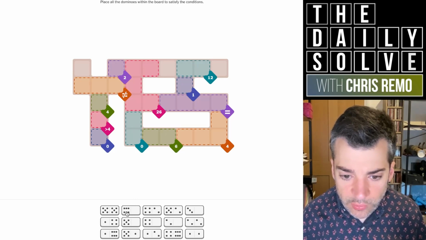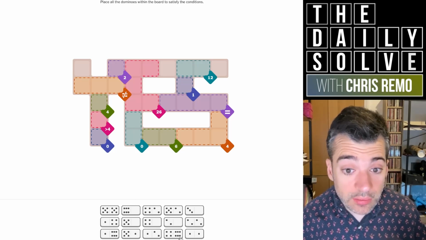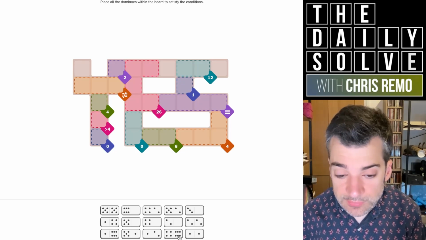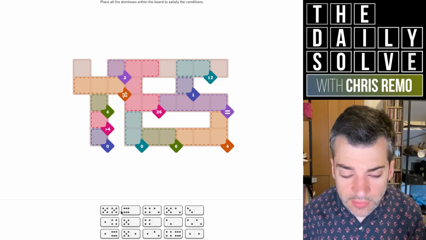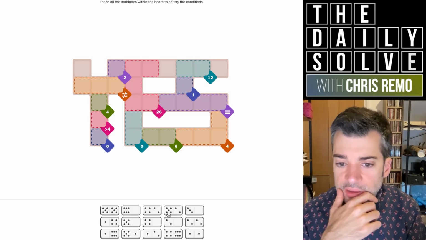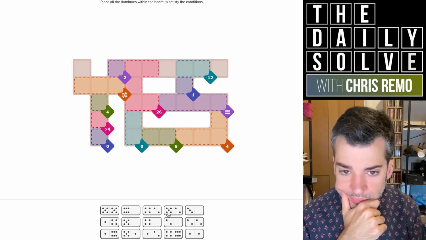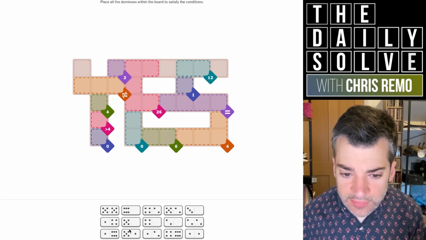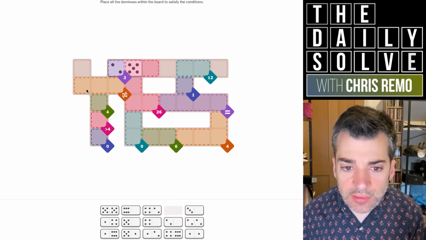How many 6s do we have? 1, 2, 3 only. Okay, so it's 1 6 and 4 5s. This is our first proper constraint, I think. 1, 2, 3, 4. We have 5 5s. And we have this 2 here. Could this 2 point into that? Do we have, yeah, it could, because we could have a 2 5 here. Actually, no, we can't. We can't do that.